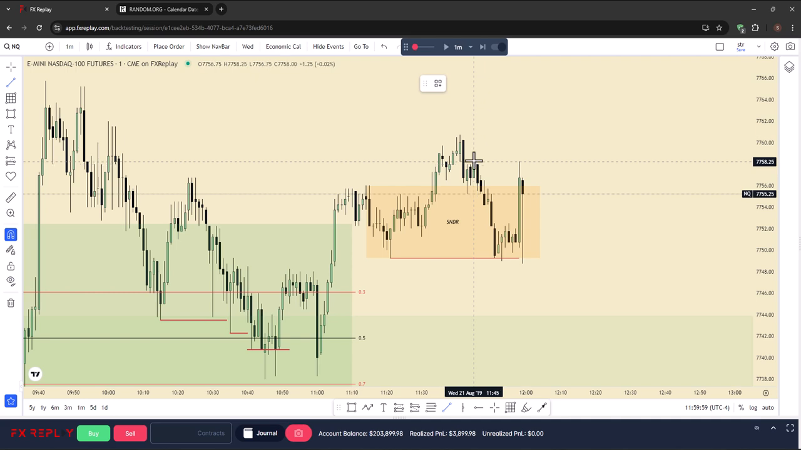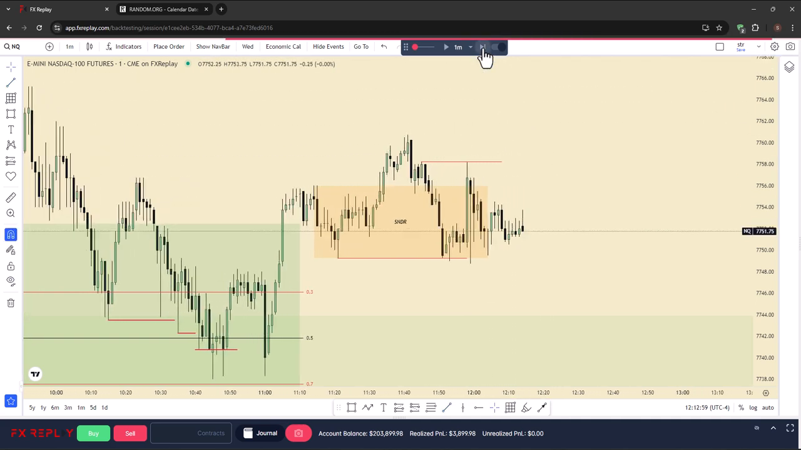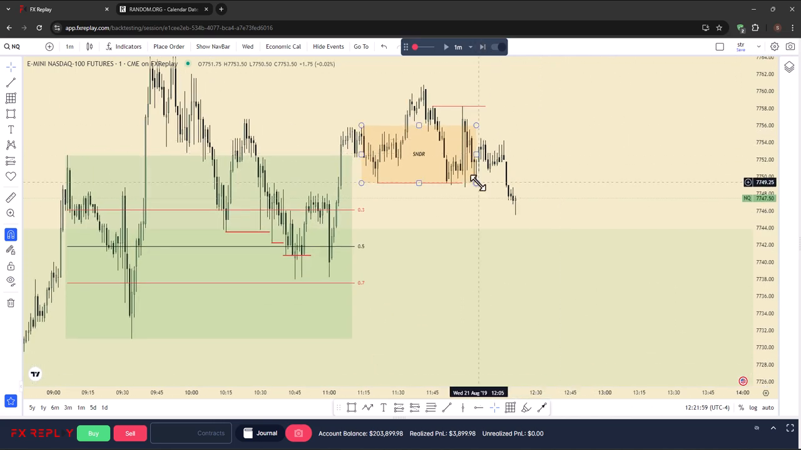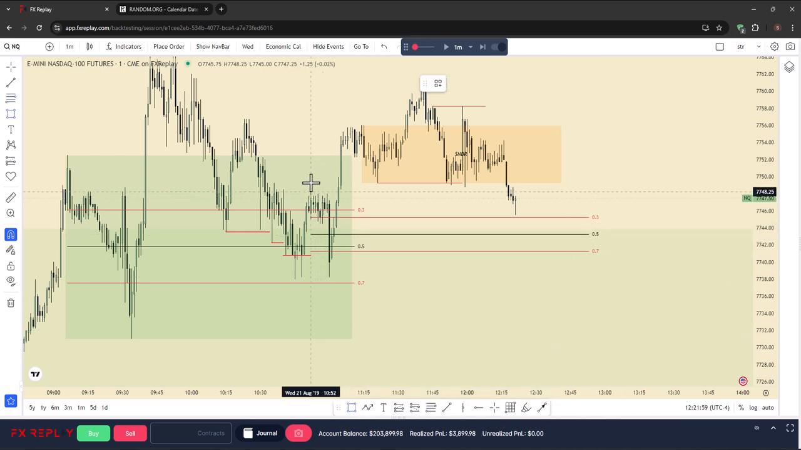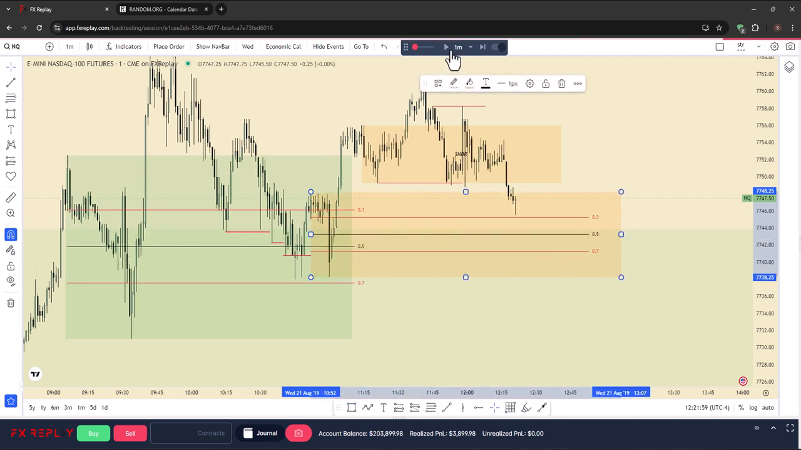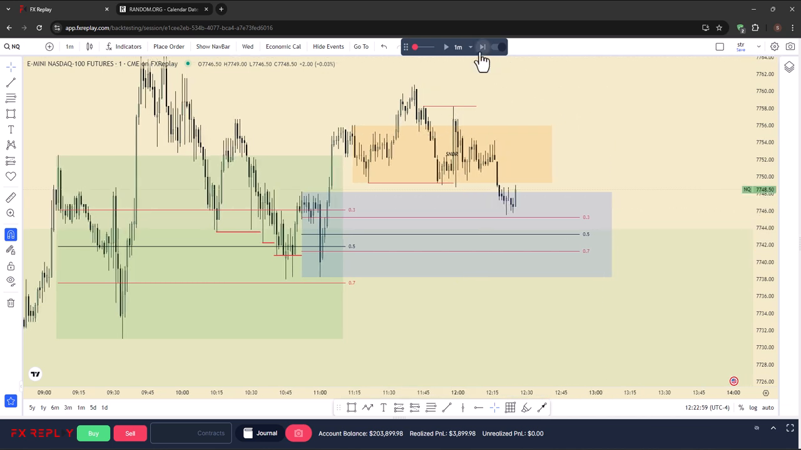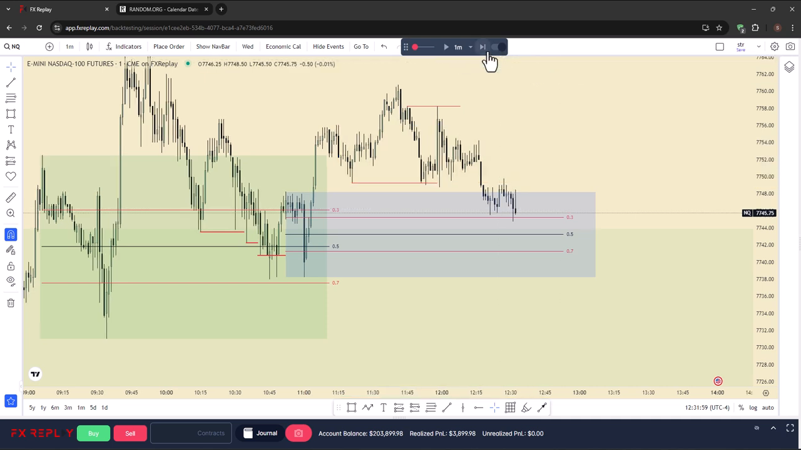Do we have a sweep here? No. So we closed below the SNDR right now. Now this is the target right here. Let's give it another color. This is the origin of the move. We might see a rejection from it, but I need a sweep first.